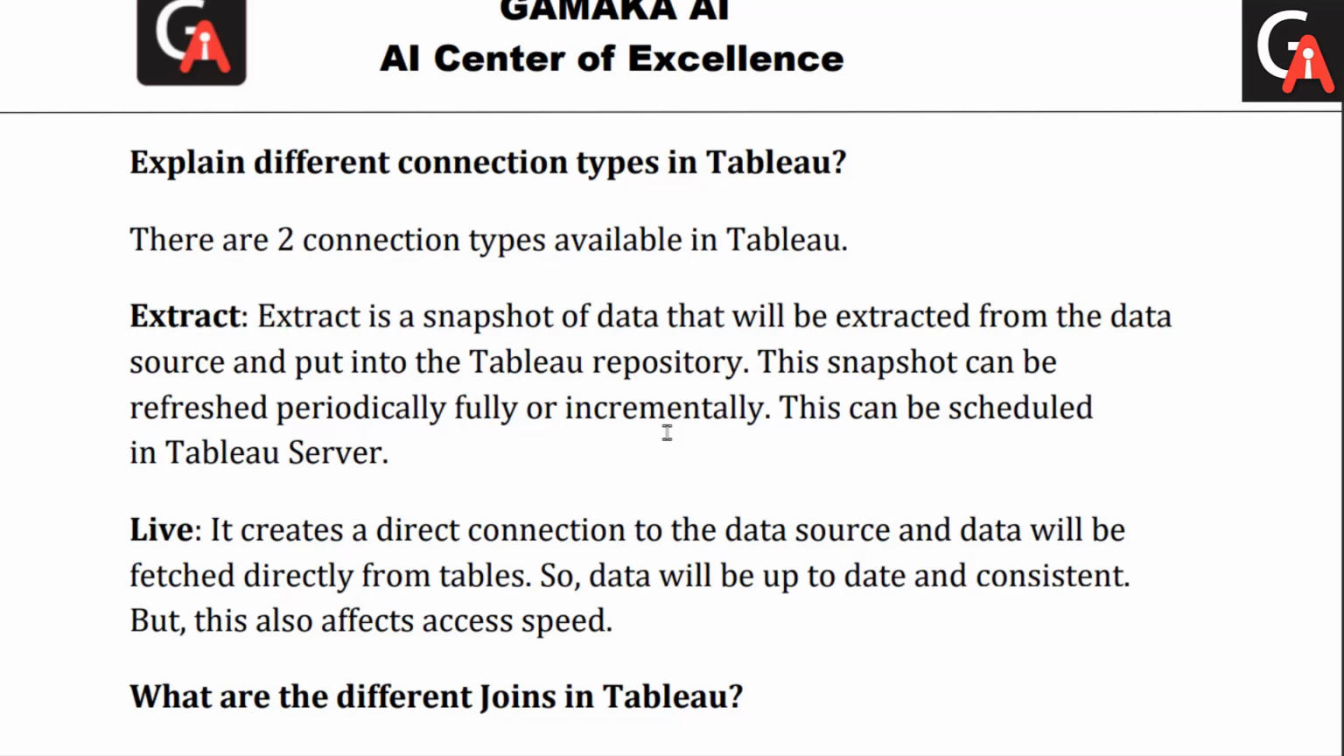Next, explain the different connection types in Tableau. Primarily there are two connection types: one is extract and the other is live. Extract is a snapshot of the data. It will be extracted from the data source and put into the Tableau repository. This snapshot can be refreshed periodically, fully or incrementally. This can be scheduled in the Tableau server.